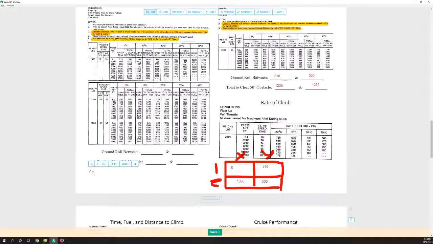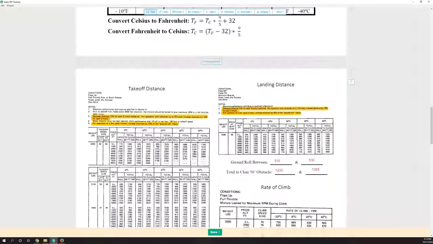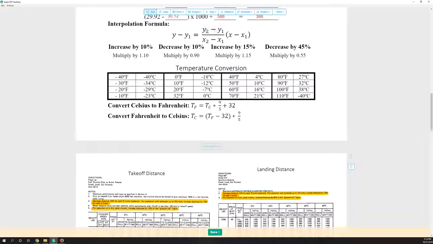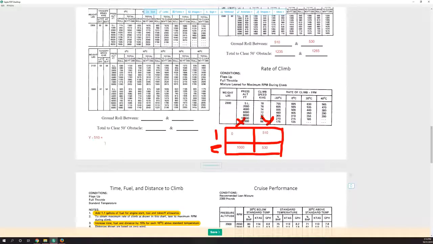Our y1 in this case is going to be 510, and that's going to equal our y2 minus our y1. And so our y2 is going to be 530. So we're going to go 530 minus 510. And I'm going to delete one of those. All right, let's start back over.